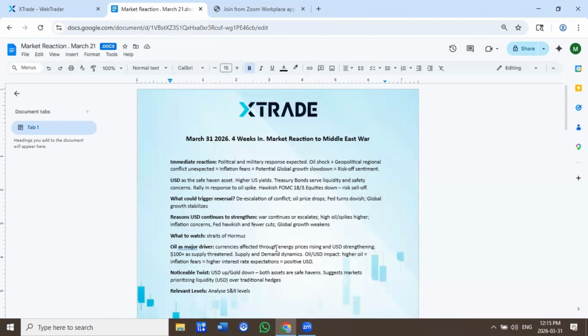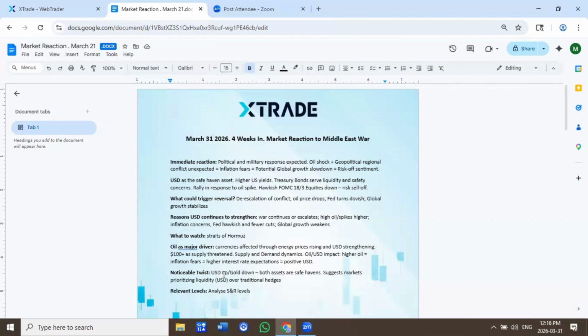The currency is affected through energy prices rising and the US dollar strengthening. The 100 plus price on oil kind of has become the norm. It is a supply and demand dynamic we see. The relationship oil and US dollar impact, higher oil equals inflation fears. That's what we're seeing, leading to higher interest rate expectations, what we're seeing, all positive for the US dollar.